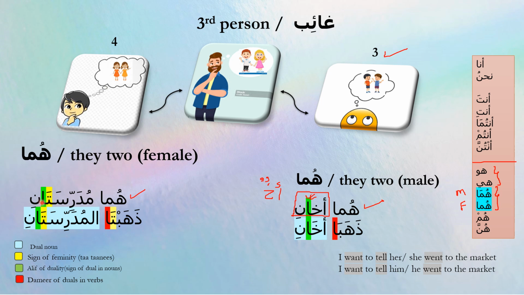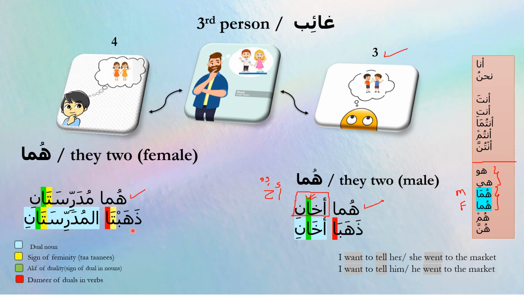And how do you know that this is the feminine teacher being spoken of? By seeing this ta in yellow. This ta is the sign of femininity, it tells you that this noun is a feminine noun, a feminine dual noun. So this ta and alif is really important in the structure.